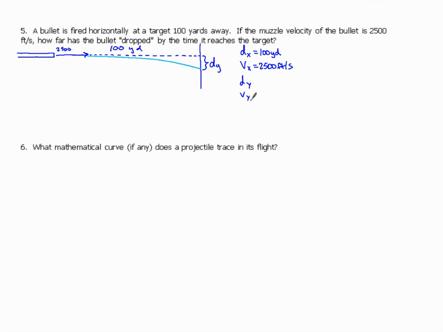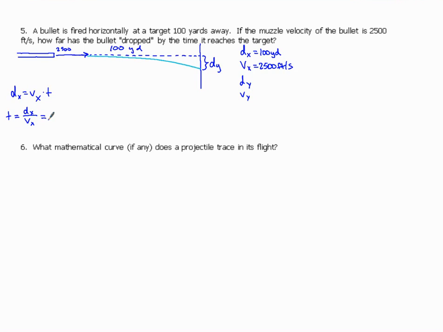So the first thing we can do, how are the horizontal and vertical related? They're related by the amount of time. The amount of time that it takes to fly from here to here is the amount of time that it takes to fall from here to here vertically. So we are going to start with the horizontal because all the information we know is based on the horizontal. Horizontal distance equals horizontal velocity times the time. Solving for time, that's distance divided by velocity.